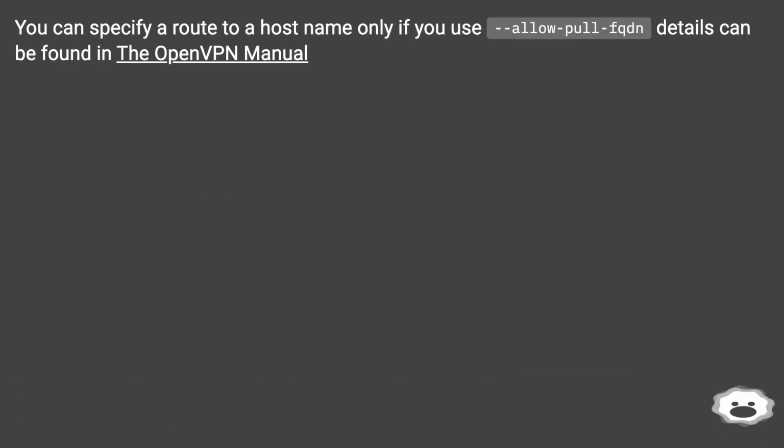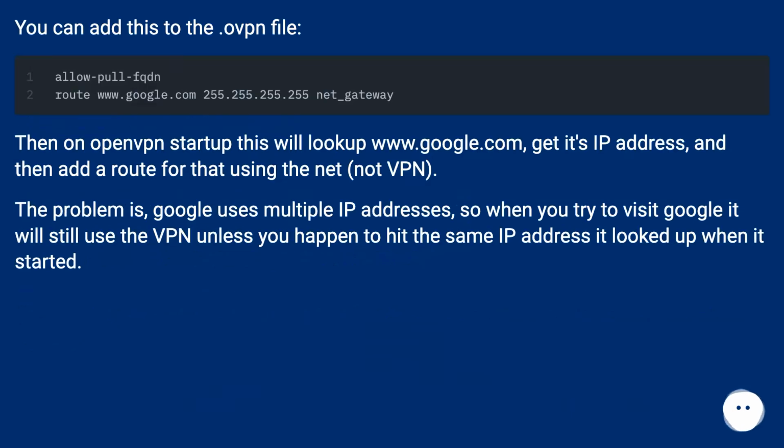You can specify a route to a host name only if you use an allowable FQDN. Details can be found in the OpenVPN manual. You can add this to the .ovpn file. Then on OpenVPN startup, this will look up www.google.com, get its IP address, and then add a route for that using the net, not VPN.